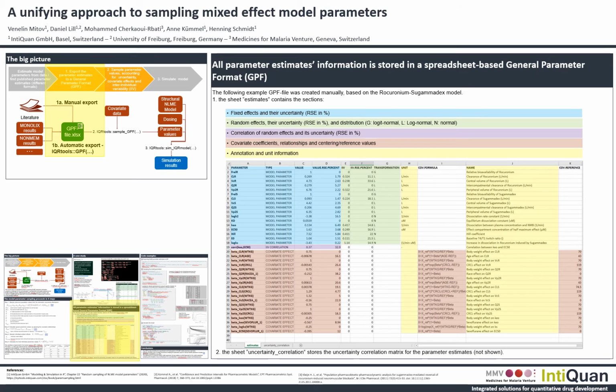The main advantage of the GPF format is that the Excel file is ideal as a supplement in a publication or a modeling report, as well as an input for a parameter sampling program. Furthermore, we are continuously implementing functions in the package IQR tools that automatically export to the GPF the results from the most popular model estimation tools.